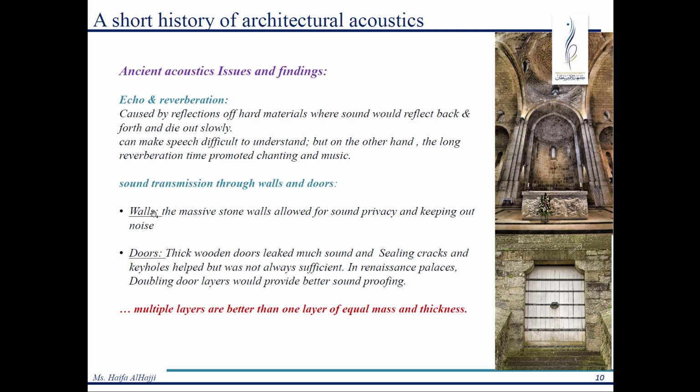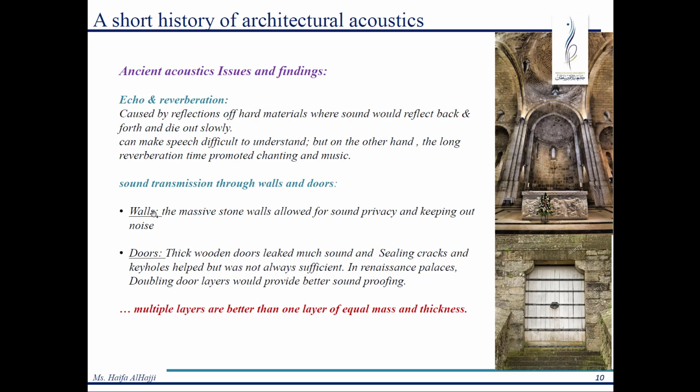Now let's have a look at the doors. The doors are not made of stones, they are made of wood. Back then, they wanted to increase the privacy between adjacent spaces that are connected by a door. So, for example, they used solid wood doors, and if they wanted to increase the privacy more, they had more than one layer.